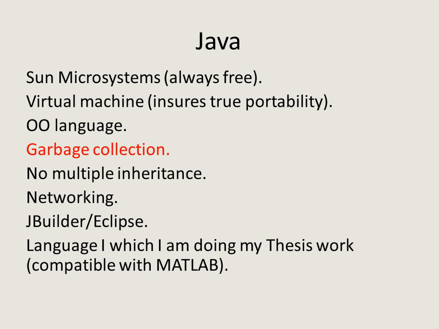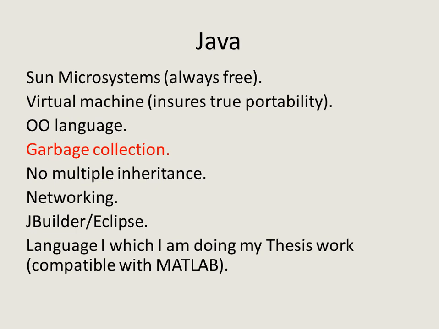All right. Big thing about Java. Java and C++ are object-oriented languages. Java is always free. Sun Microsystems, you can get the latest version from them. It is an object-oriented language. It doesn't have multiple inheritance. The one nice thing it does have is garbage collection.